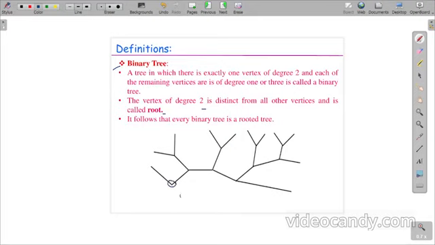This vertex has degree 2, this vertex has degree 1, this vertex has degree 1, this vertex has degree 1, this vertex has degree 3, this is a degree 3 vertex, and so on, degree 1, degree 3, degree 3, degree 3, degree 1. So this is an example of a binary tree.